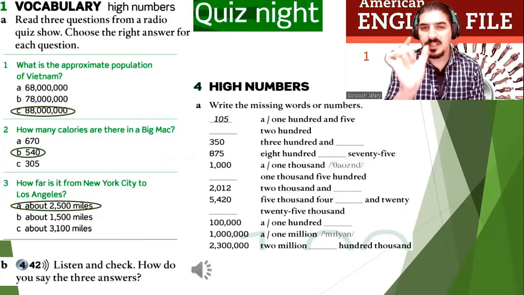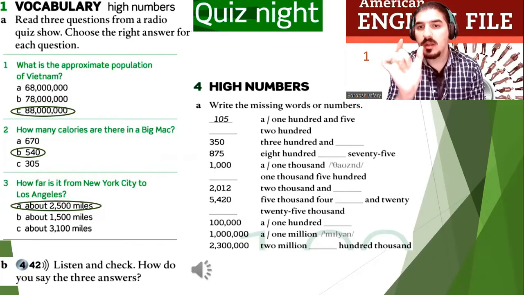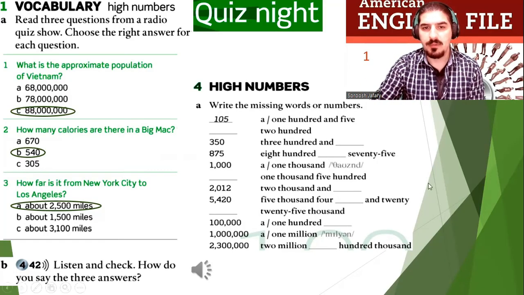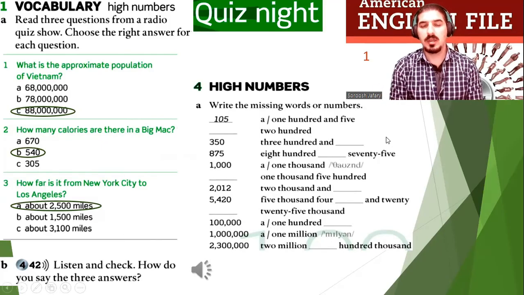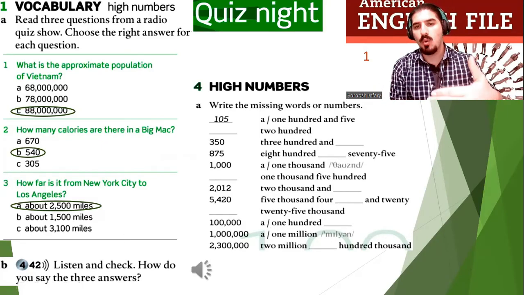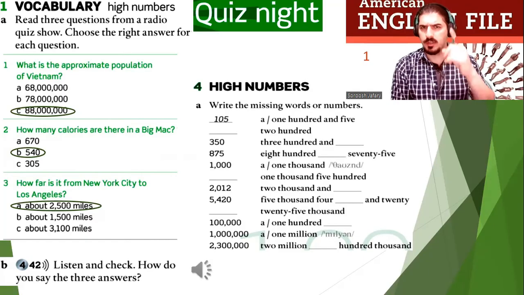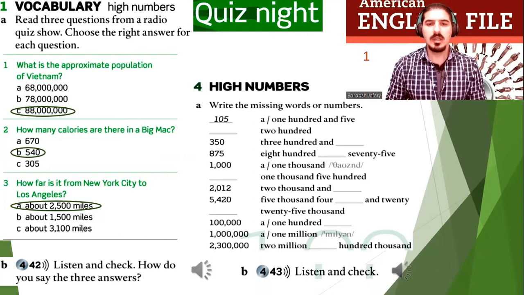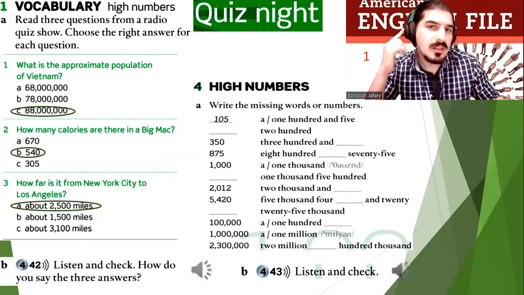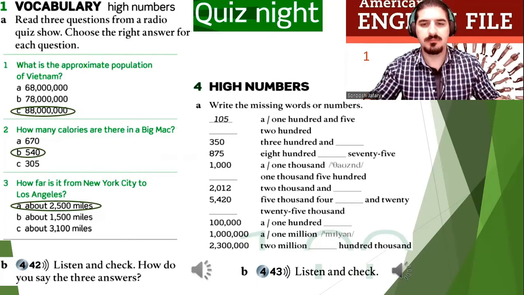Write the missing word or numbers. For example, 105, 105, 200. Right? Do it. Good. Again, write the missing words or numbers. You can do it. Good. Check your answers with your partner. Good. Now, listen and check.